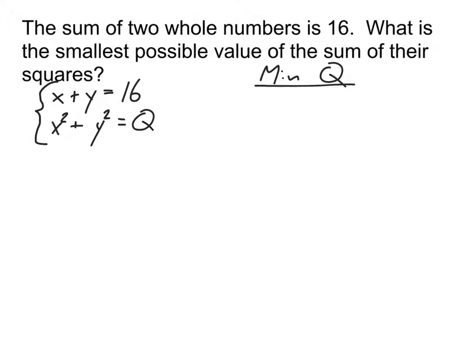Now traditionally when we've used substitution to solve a system of equations, we solve for y, so I don't see any reason to change that. So I'm arbitrarily going to choose to solve the first equation for y. If we do that, we subtract the x from both sides. That gives me y equals 16 minus x. So then that's what I'm going to plug into the other equation. So the other equation now becomes x squared plus, and instead of y squared, it's now going to be (16 minus x) squared, still equal to the q.